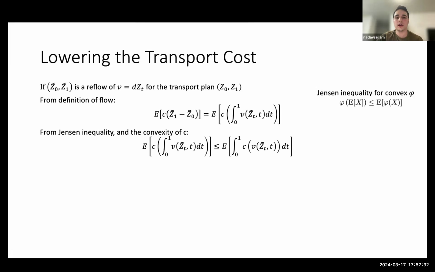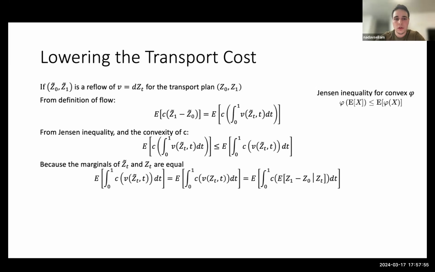So from Jensen's inequality and the convexity of C, as you remember, we defined the cost of a transport plan with a cost function C that has to be convex. We can insert C into the integral. And the reason we can do that is also because we can think about this integral as calculating the expectation over a uniform distribution of T.